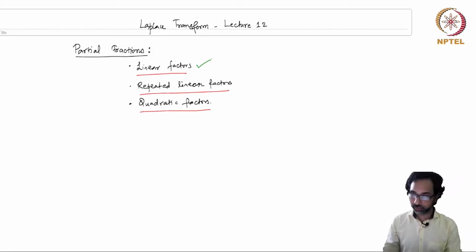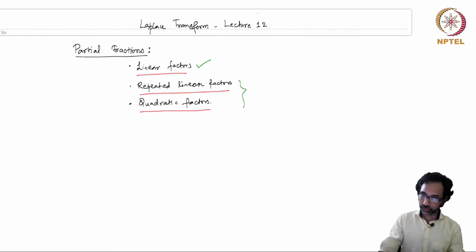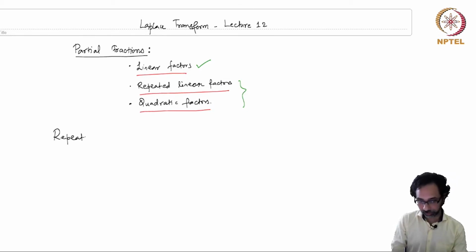When you have distinct linear factors, then the Heaviside's cover-up method does the job for us, and you can explicitly compute the inverse Laplace transform for those functions. Now we will see in today's lectures repeated linear factors and quadratic factors. So let us begin with repeated linear factors.